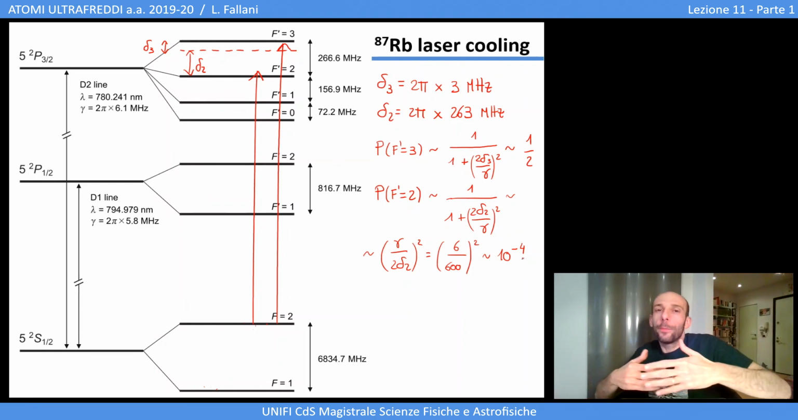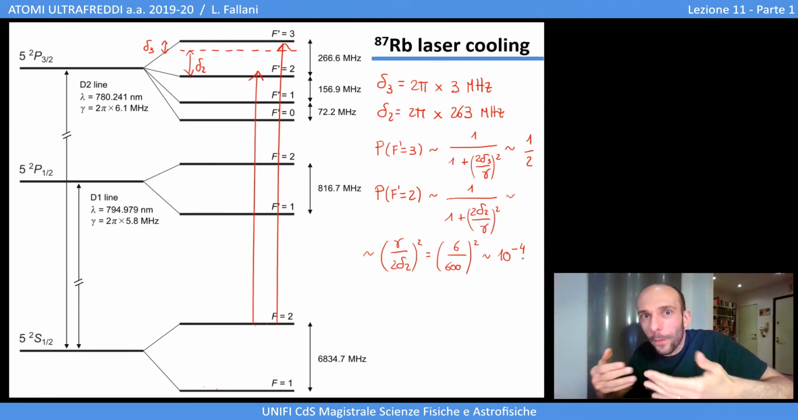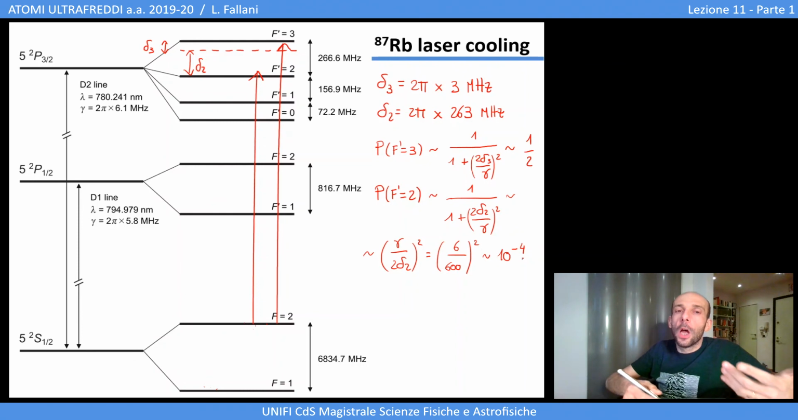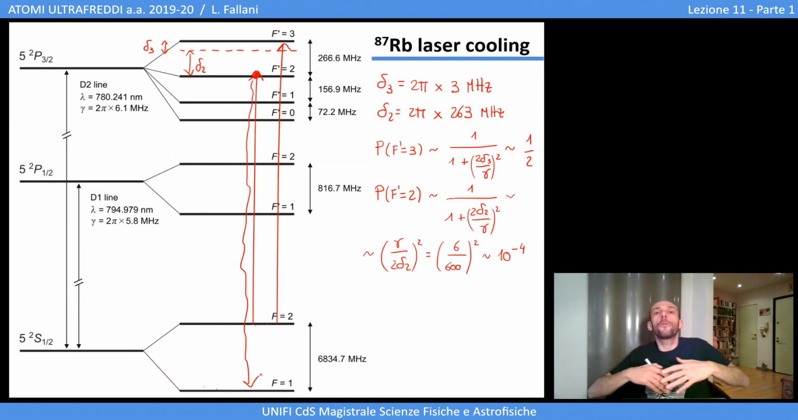But then this atom will basically be lost with high probability, because this transition is an open transition. For example, this atom from this state can decay to the F = 1 state, and so this atom will be lost from the laser cooling cycle. So we don't want this process to happen. But you might say, of course, just a probability of 10 to minus 4, who cares?